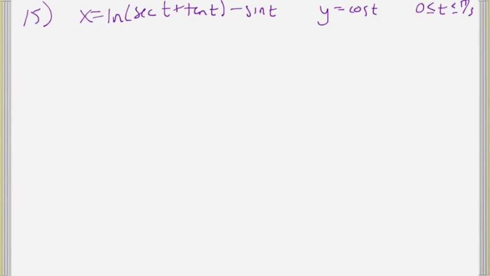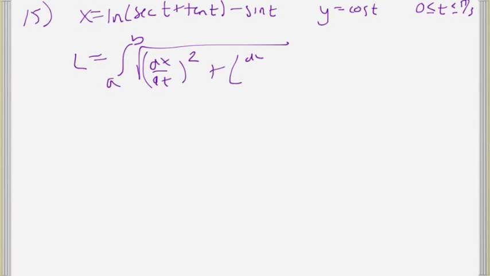Okay, so we're asked to find arc length here. So arc length is the integral from a to b, square root of dx dt squared plus dy dt squared dt. So we need our derivatives of the two of these things.